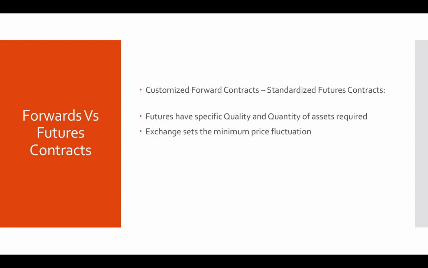Next is the exchange sets the minimum price fluctuation. So why is this important? It makes sure that there is some bit of market momentum with the contracts which are there on the exchange. Next is exchange sets the daily price move limit. This also controls the market from having the prices go too high or too low, and since the exchange is basically the regulator, that's why they set these controls.